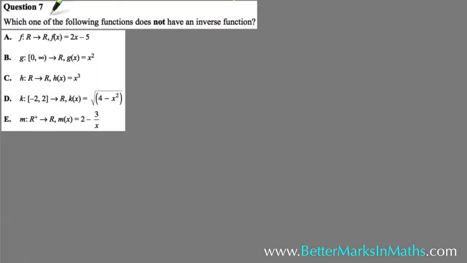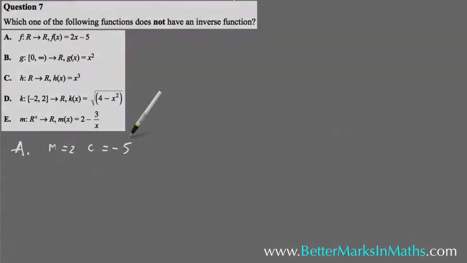In question 7, which one of the following functions does not have an inverse function? So one of these doesn't have an inverse function. To have an inverse function, the original function needs to be one-to-one to start with. So that's really all you have to do with these. Figure out which one is not one-to-one to start with, and that will be the one that doesn't have an inverse function.